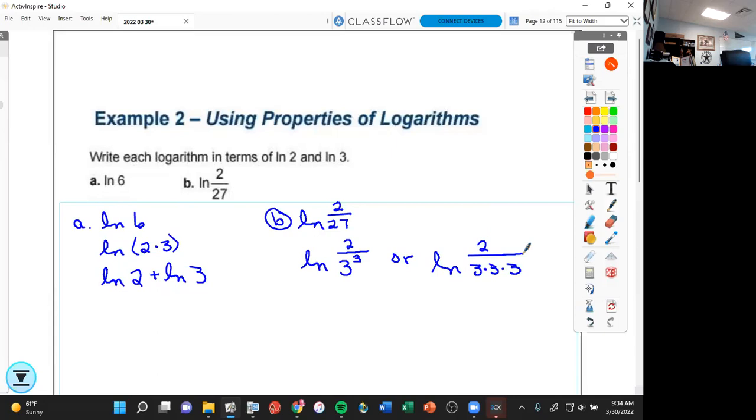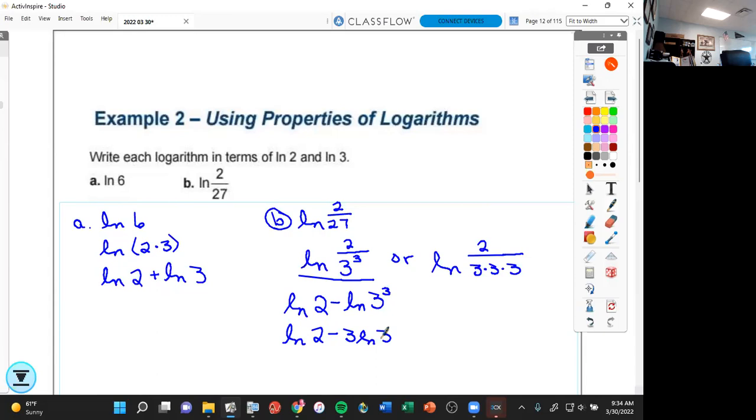Okay, so let's look at both of these. Natural log of 2 divided by 3 cubed. How would we expand that? I'll do this one in blue. Natural log of 2, minus natural log of 3 cubed, okay? One more step. Move the exponent to where? To there or to here? To here. Perfect.